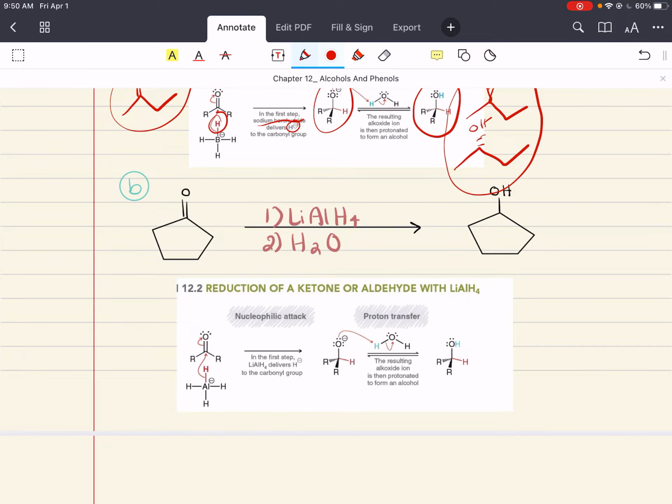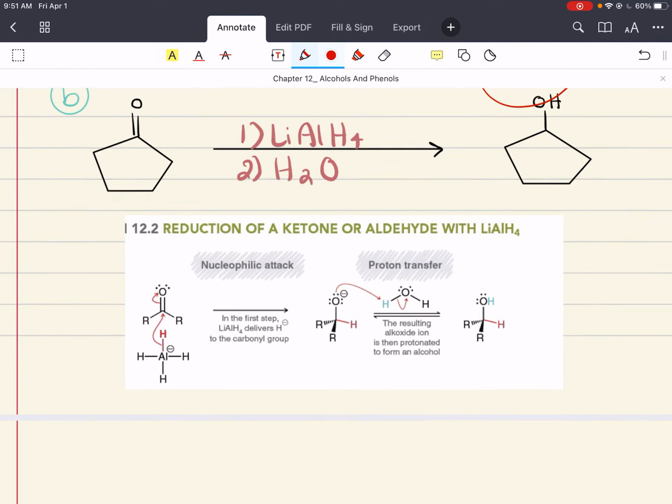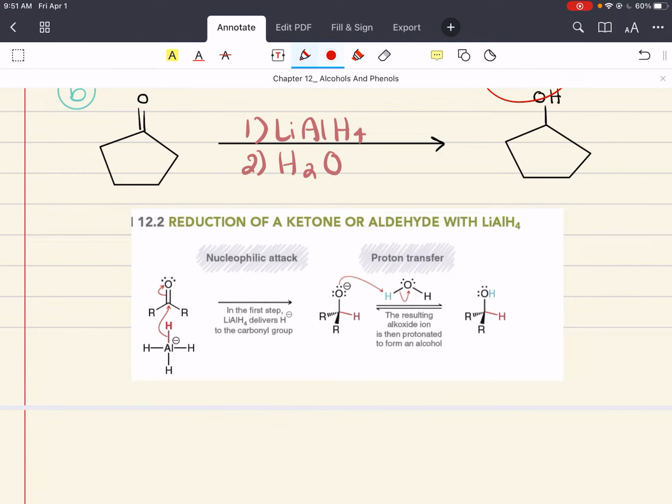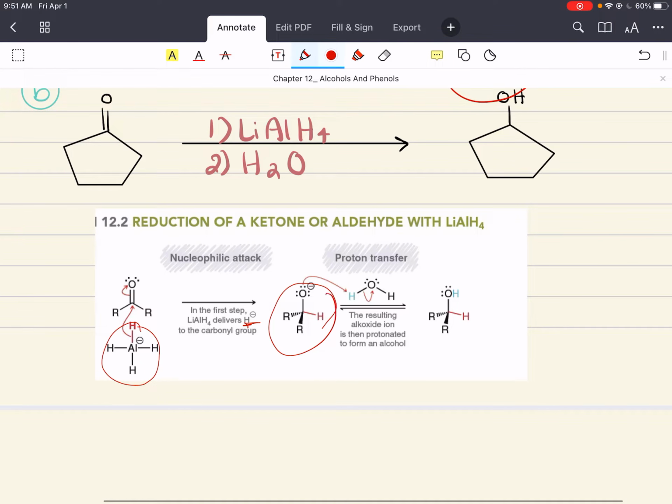Now, for the ketone or aldehyde, when treated with lithium aluminum hydride, it follows kind of a similar mechanism. In the first step, your lithium aluminum hydride delivers hydride to the carbonyl. And then as a final step, you do a proton transfer where the resulting alkoxide ion is protonated to form that alcohol. This is the simplified mechanism, by the way.